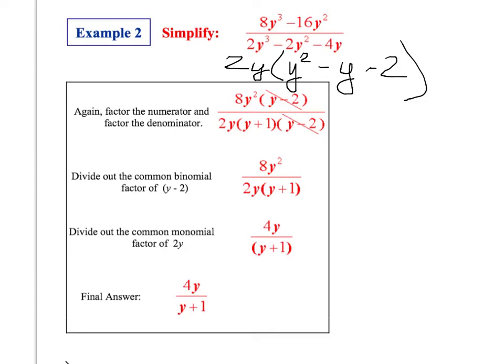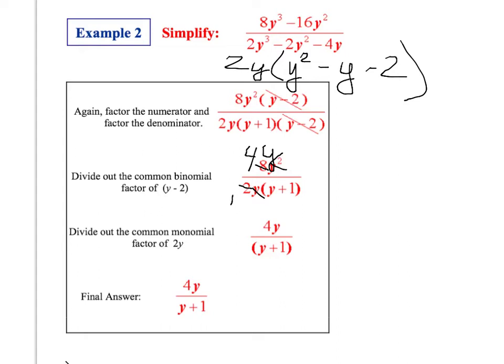From there, they saw they had a y minus 2 common, so they crossed them out. They were left with 8y squared over 2y times y plus 1. They also saw that they had a 2 common in both the numerator and the denominator. 2 goes into 2 once, goes into 8 4 times. And they have a y squared in the numerator and y in the denominator. There's one y down there, which can cross off with one of the y's in the numerator. So you're left with 4y over y plus 1, and that will be your final answer.